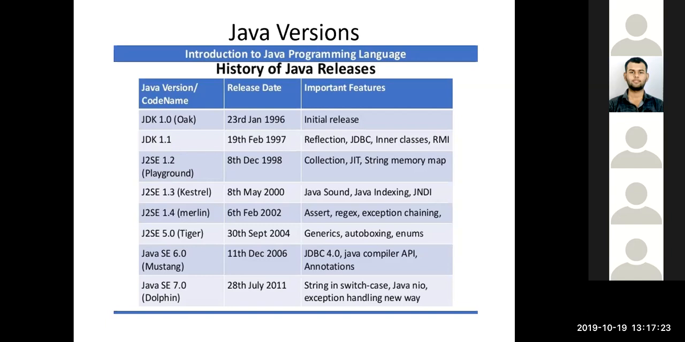Those are very important features called generics, auto-boxing, and enumerations. Generics, as I have told you, are very important for type safety. Autoboxing is wrapping up the primitive types into their wrapper classes and automatically converting that primitive into its wrapper type, and then vice versa, converting from primitive to wrapper to primitive type.